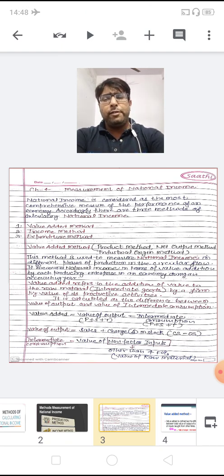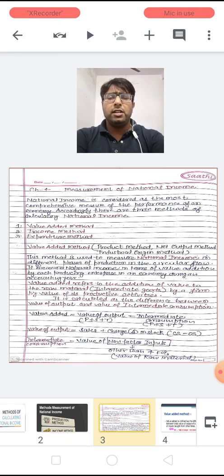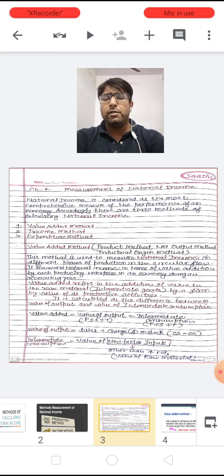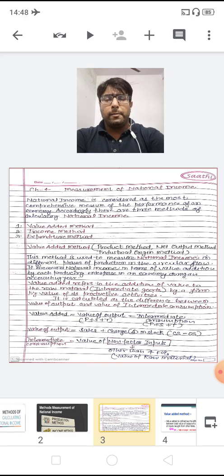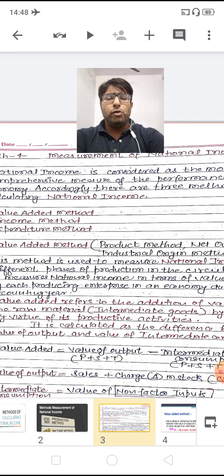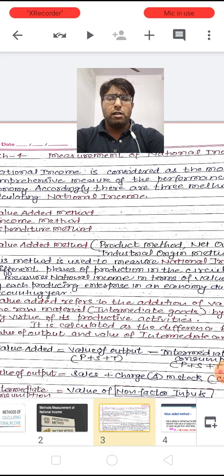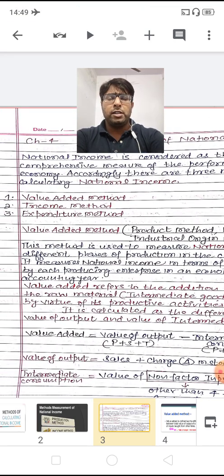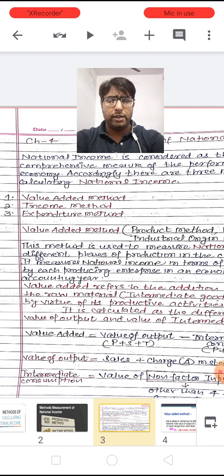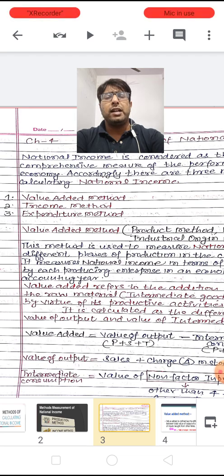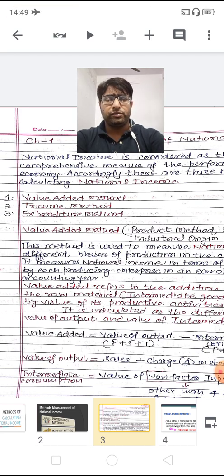Now when we learn national income by this method, let us look at the definition of value added. Just see here on the slide: value added refers to the addition of value to the raw material, that is intermediate goods, by a firm by virtue of its productive activities. It is calculated as the difference between the value of output and the value of intermediate consumption.